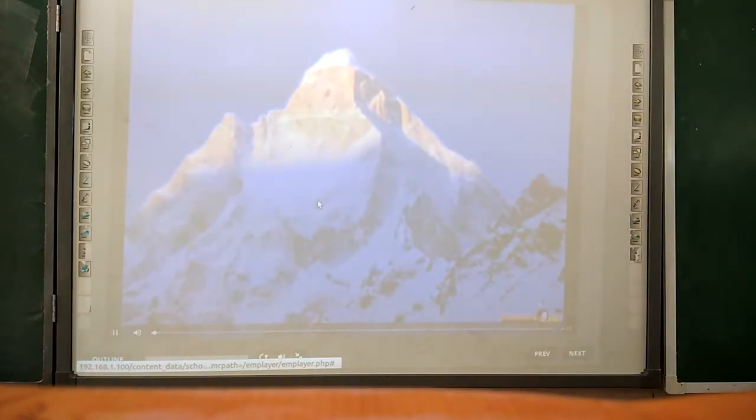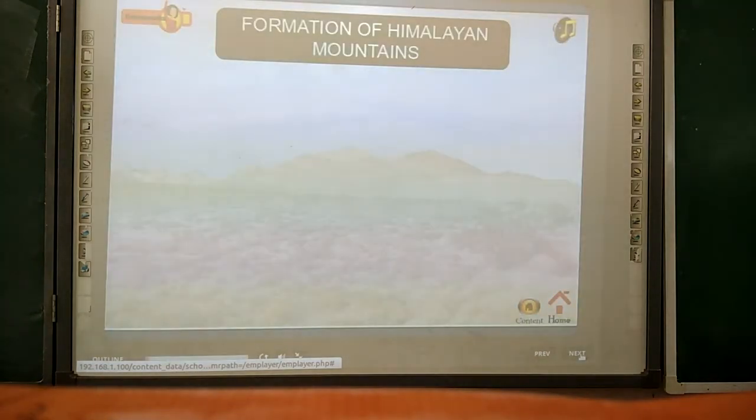Himalayas is the place of enchanted history. On the highest peak, temple, formation of hill.